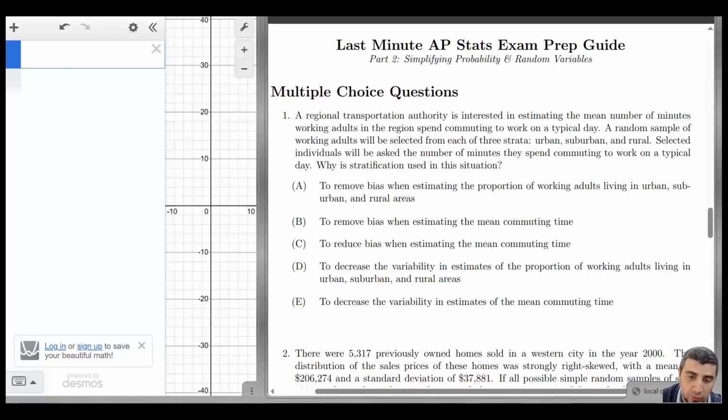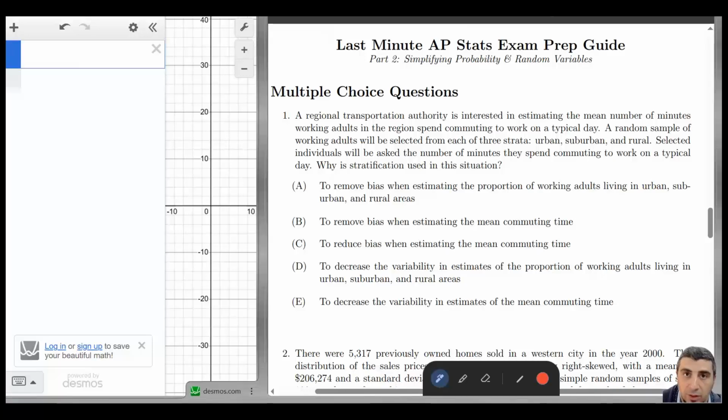Part A, to remove bias when estimating the proportion of working adults living in urban, suburban, and rural areas. B, to remove bias when estimating the mean commuting time. C, to reduce bias when estimating mean commuting time. So here's the thing, stratification is never used to remove bias. So we can eliminate A and B, and it's also not used to reduce bias. It is used to decrease variability. So this is choices D and E.